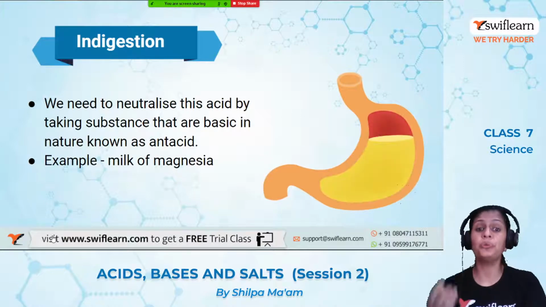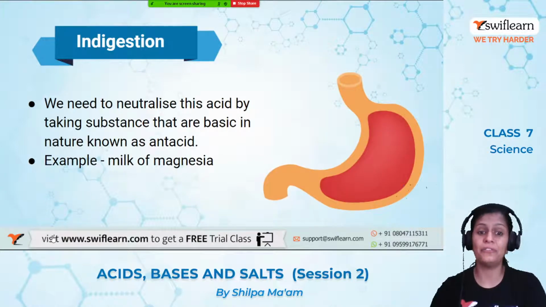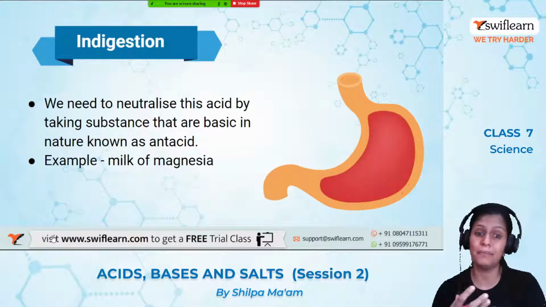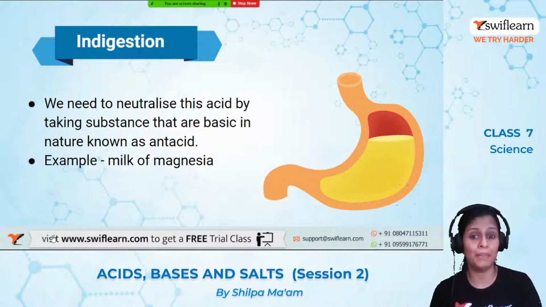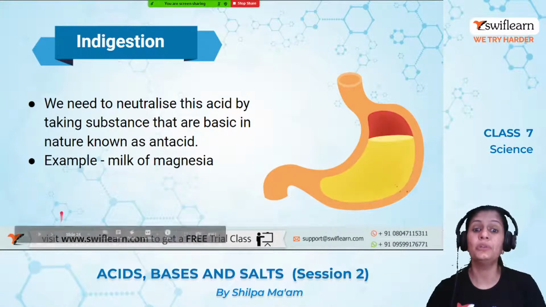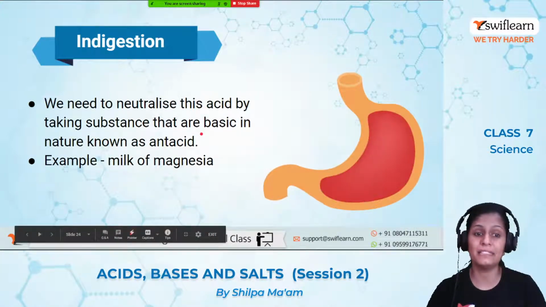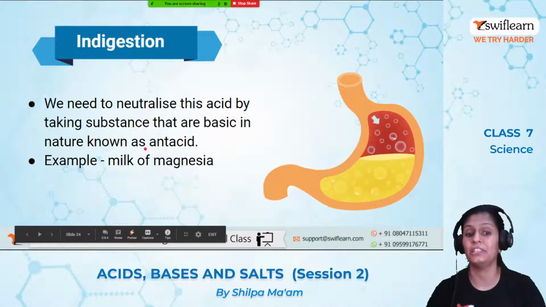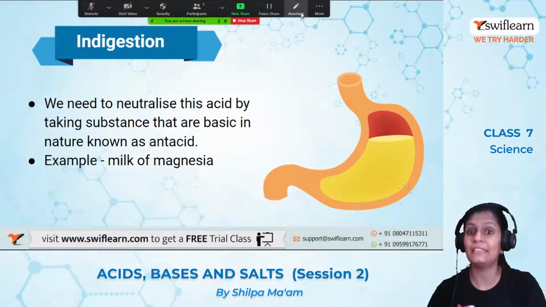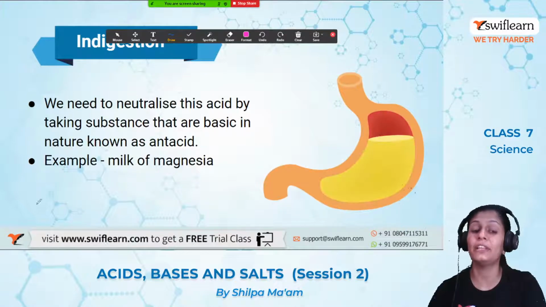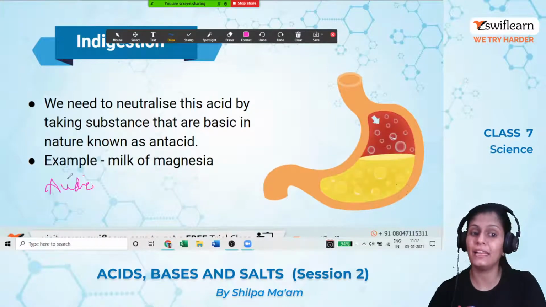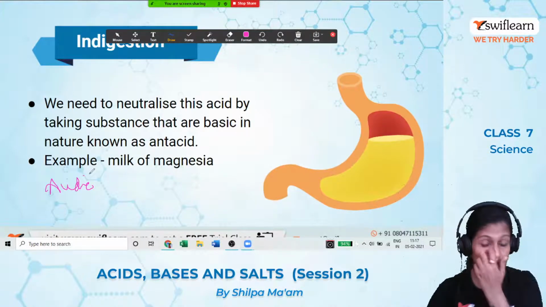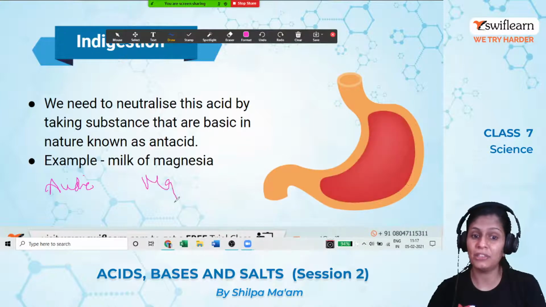So if we want to relieve ourselves from that acidity that we are suffering, then we have to take something, we need to neutralize it. Neutralizing an acid would be done by a basic substance only. So to neutralize this acid, we can take a basic substance which is known as an antacid. This milk of magnesia is a content which you normally get in all the medicines that are helping you to relieve acidity. So this milk of magnesia is nothing but magnesium hydroxide.